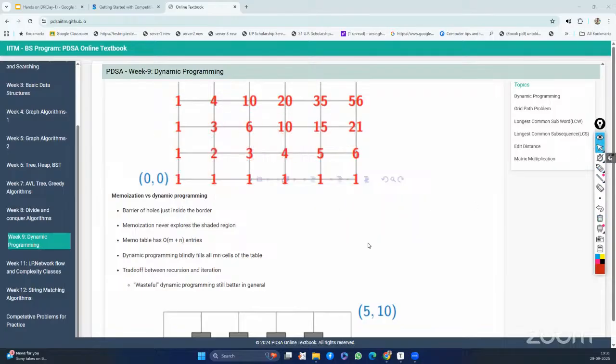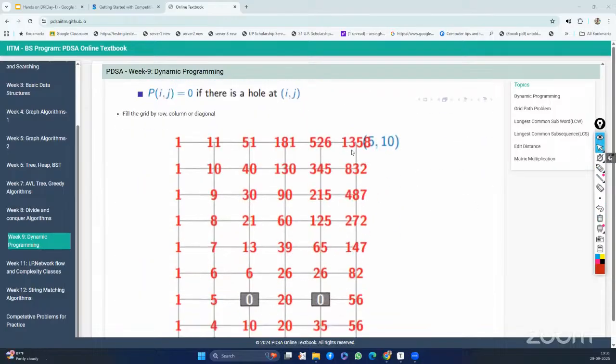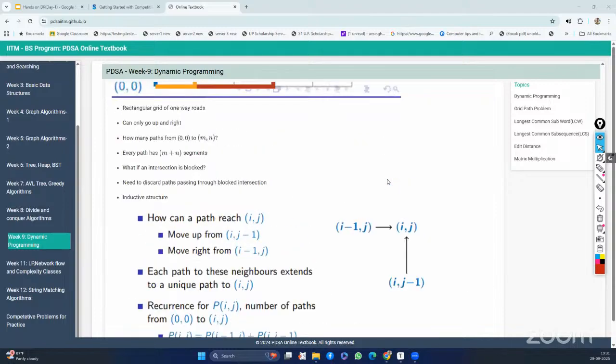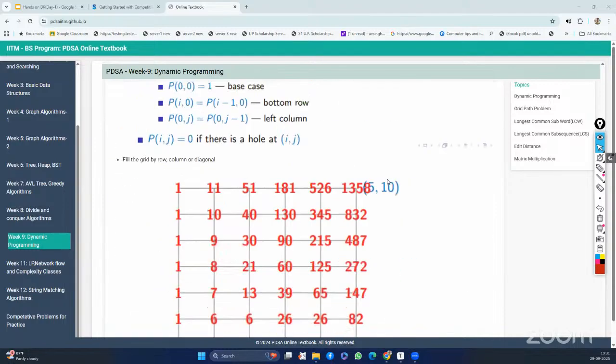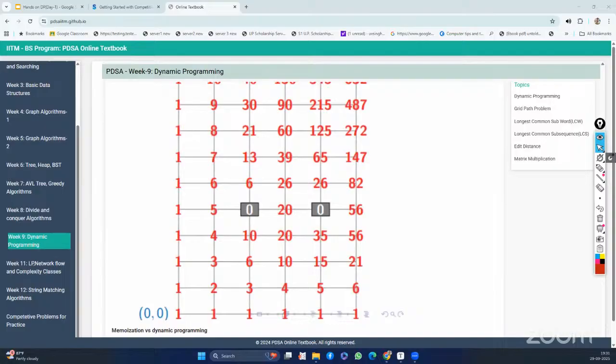At this point you can see a total of 1358 unique paths are possible. Actually, this is not correct. This solution is given because here it is not considering that a block is present.